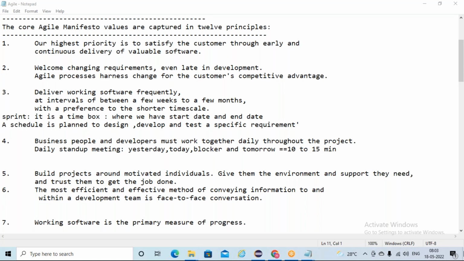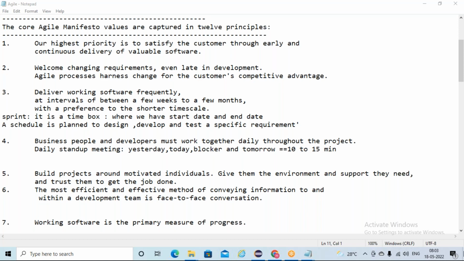Yes, sir. Deliver working software frequently, at intervals of between a few weeks to a few months, with a preference to the shorter time scale. Yes, this is simple. Like as I told you, sprint. Deliver working software frequently means we are planning every 3 weeks. Let's say 3 weeks, one sprint.